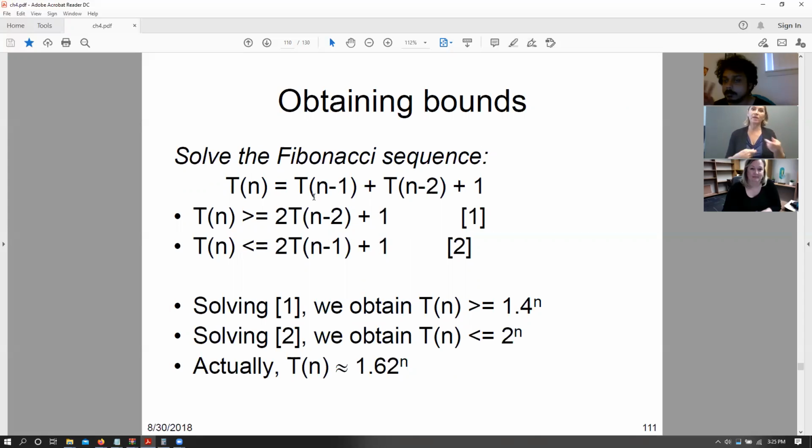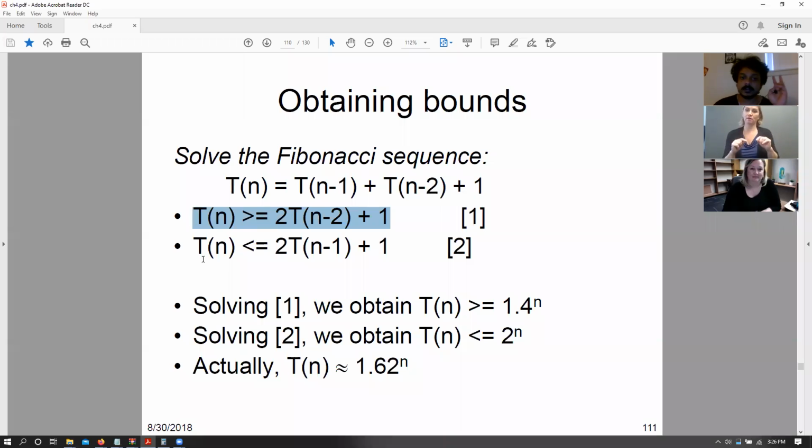swap out n minus 1 with n minus 2, or the other way around. So if we swap out n minus 1 with n minus 2, then we have 2T of n minus 2 plus 1. And since we know that for T of n minus 1, we have T of n minus 2, T of n minus 3 plus 1, our particular time complexity is going to be larger than this particular number here, because we are not considering T of n minus 1 standalone. Right.